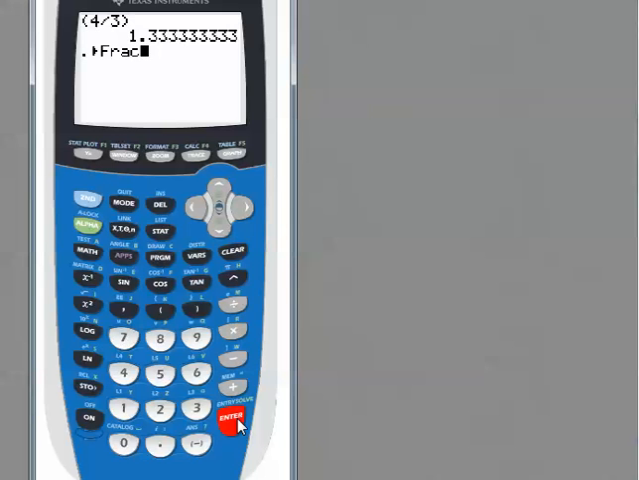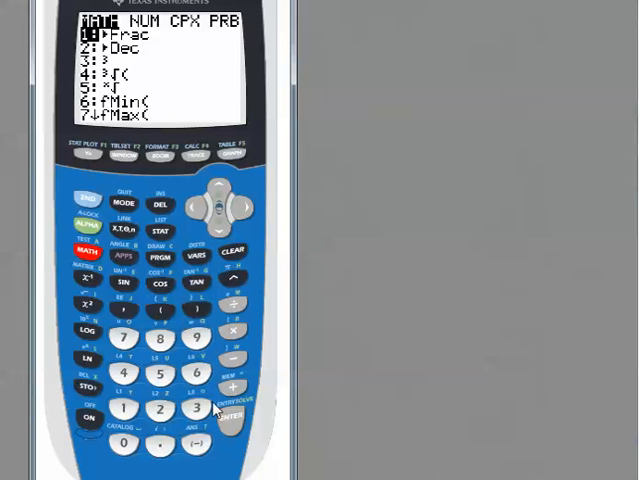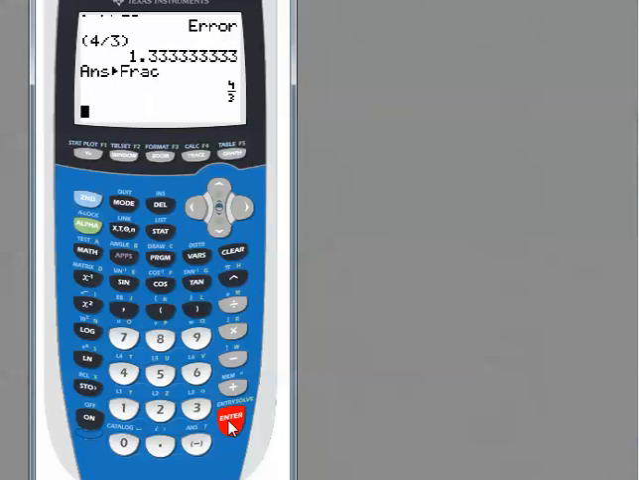When I press Enter, it says, do you want me to take this answer and make it a fraction? And I press Enter to say yes. And it says, okay, that is 4/3. Kind of cool, huh? It does that with any decimal that we put in. You can get it to tell you what the fraction equivalent is.